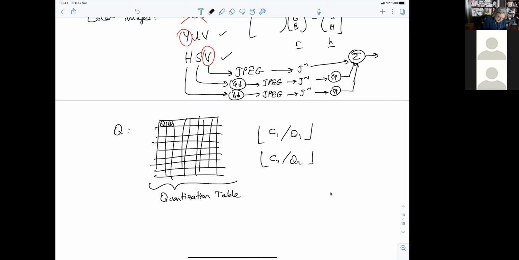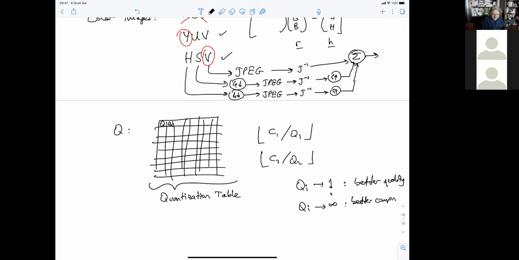So let me put it like this. Qi approaching 1 means better quality, and Qi increasing, of course, it's not tending to infinity, I'm just trying to say that it's increasing, means better compression.